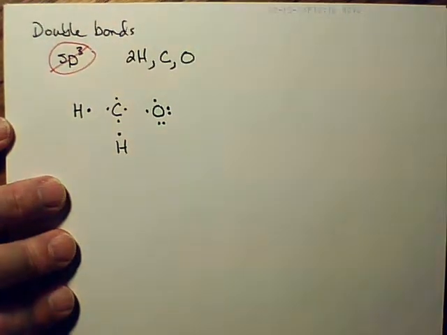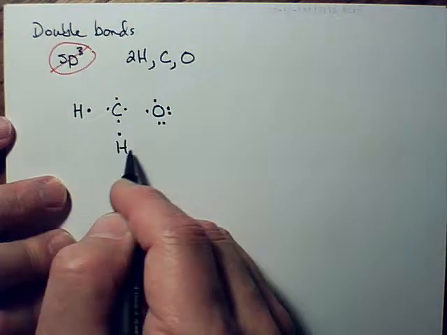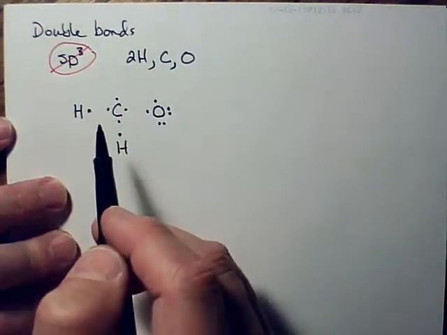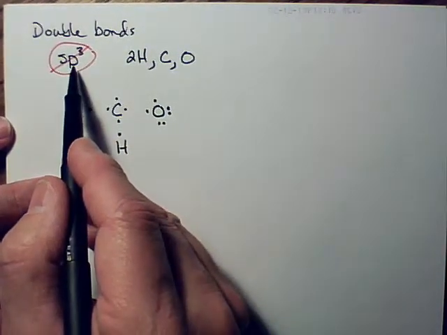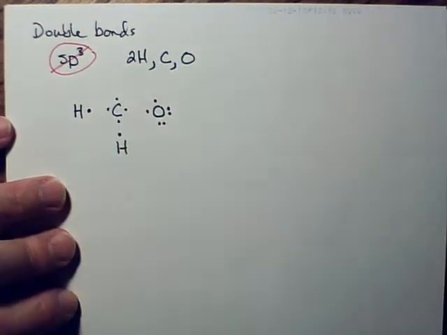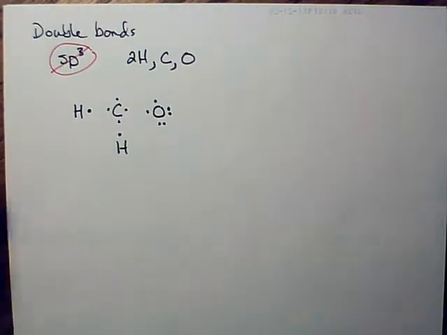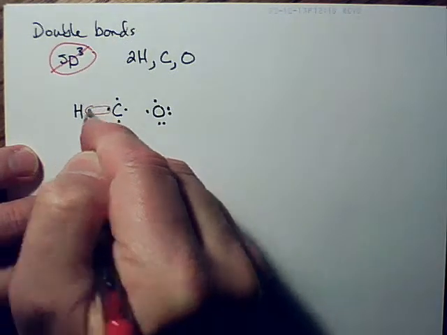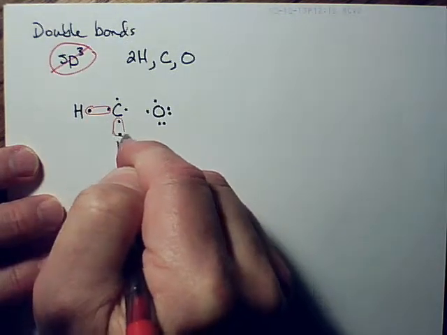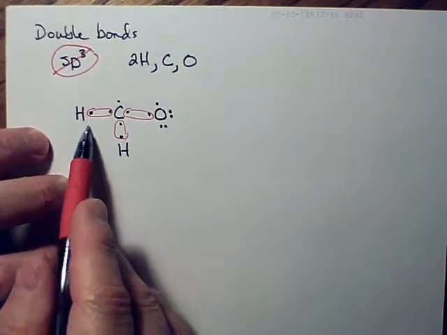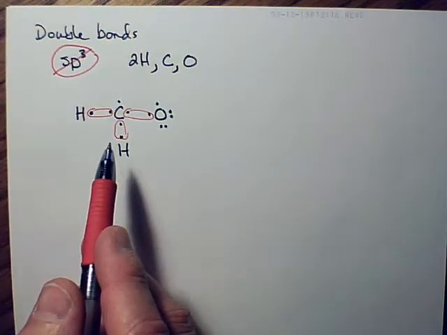Okay. So these are the electron dot formulas for 2 hydrogens and a carbon and an oxygen. And we're going to find out why it is that the sp3 hybridization won't work. Now, I can share, where did I put my red pen? Oh, here it is. I can share these electrons here, and here, and here, and this will take care of hydrogen because hydrogen only wants 2 electrons.